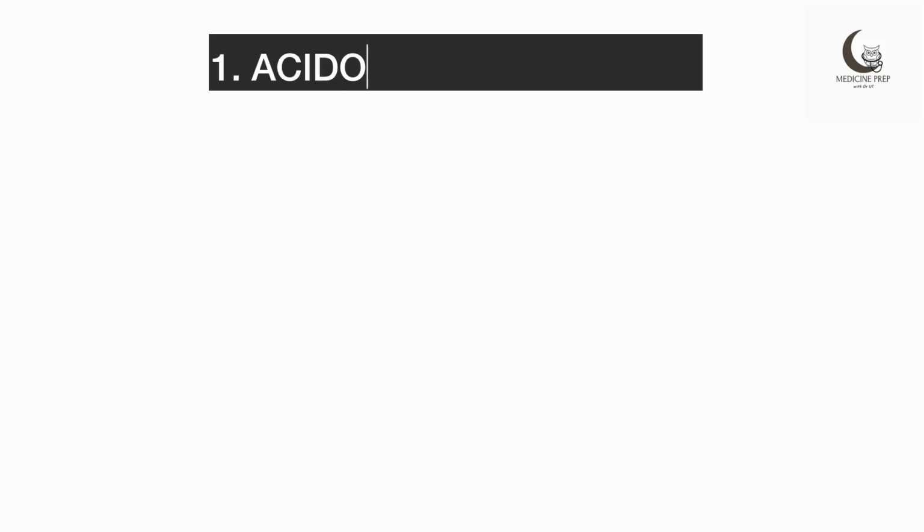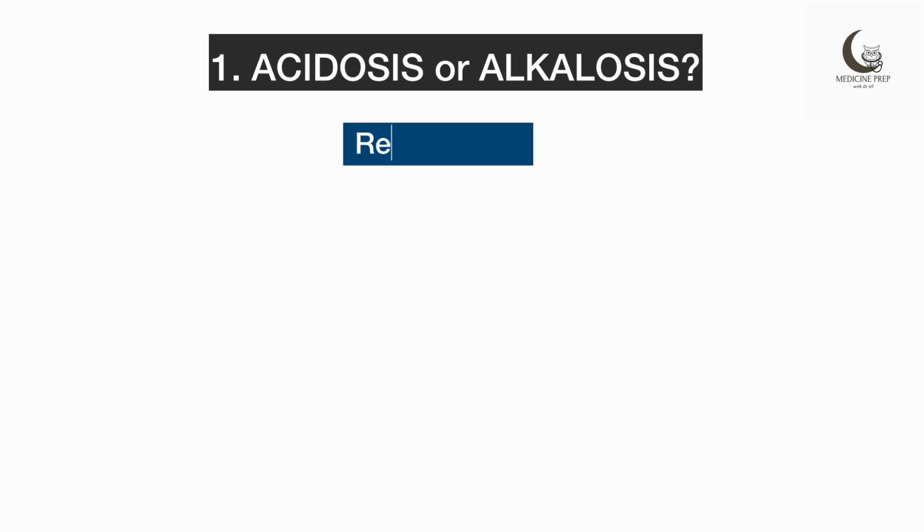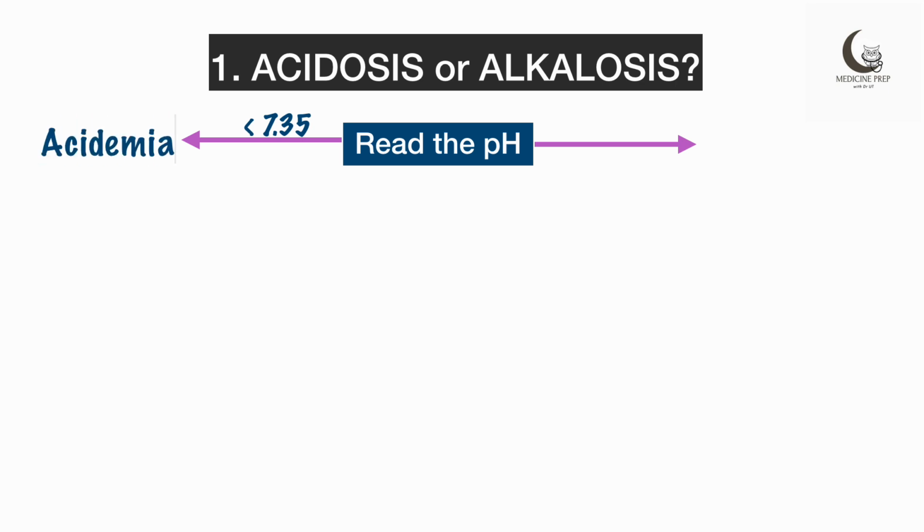ABG interpretation starts with just one question. Is the patient acidotic or alkalotic? Before looking at bicarbonate or carbon dioxide, always read the pH. A pH below 7.35 indicates acidemia, while a pH above 7.45 indicates alkalemia.